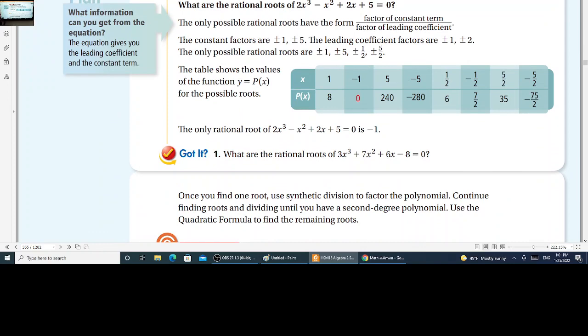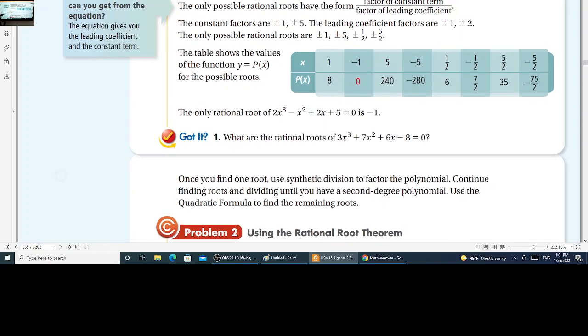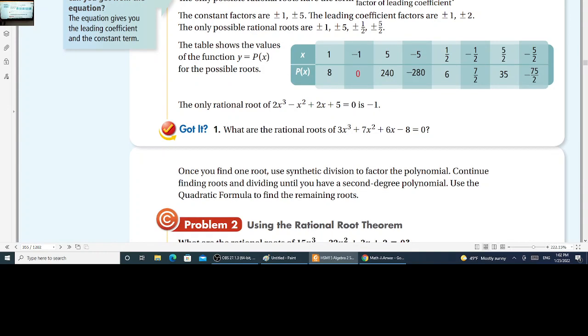Same story here. The only possible rational roots have the form of a factor of the constant term over a factor of the leading coefficient. Note that here the constant term is positive 5 and the leading coefficient is 2. Leading means the term of the highest power. So the only possible rational roots of 2x cubed minus x squared plus 2x plus 5 equals 0 are these.